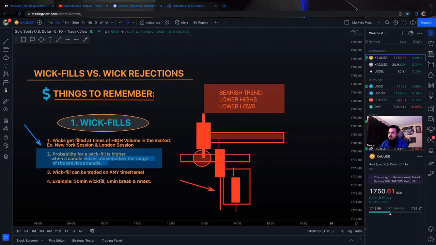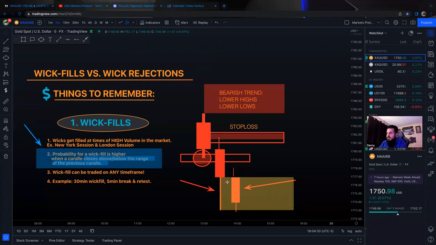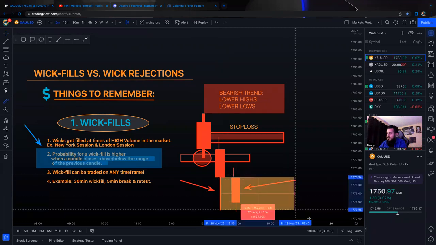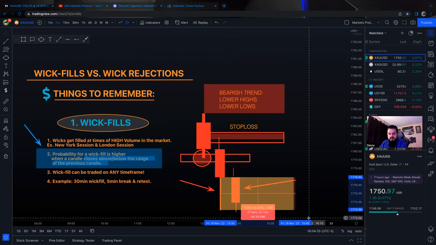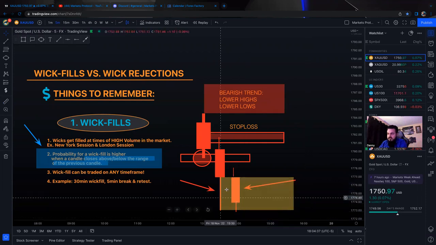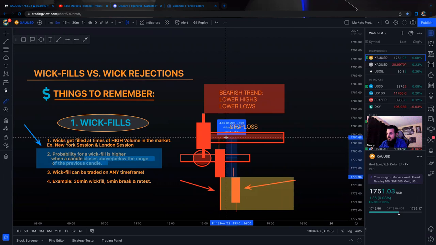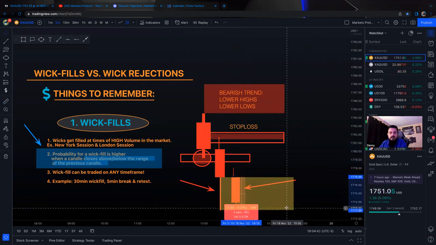So what you will do, you will designate your stop loss right over there, on the previous candle high in a bearish trend, expecting the next candle right over here to fill the range of the previous candle, which is a wick fill right here. And once again, hypothetically speaking, the range on that candle was over 30 pips, close to a 40 pip range. So if you're expecting that wick fill, you could trade it. Stop loss, you will keep it on the previous candle, expecting price to move down.